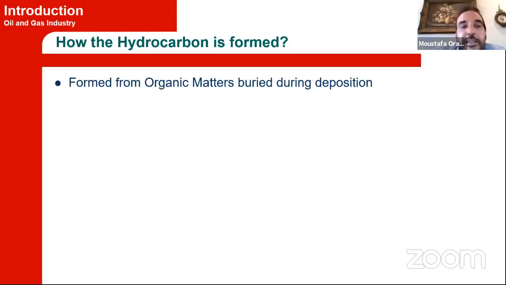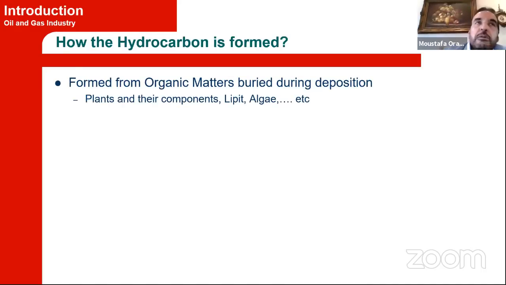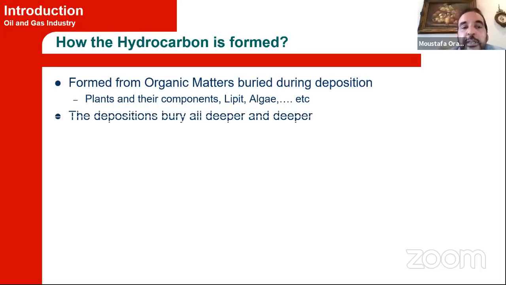So the hydrocarbon is formed from organic matter buried during deposition. Deposition is mainly an accumulation of rocks over rocks over rocks, which we call strata. So deposition is the accumulation of layers of rock over and over that bury all this organic material underneath. The plants and their components, leaves, algae, all of these materials compose the organic material, and in the deposition it gets buried deeper and deeper.